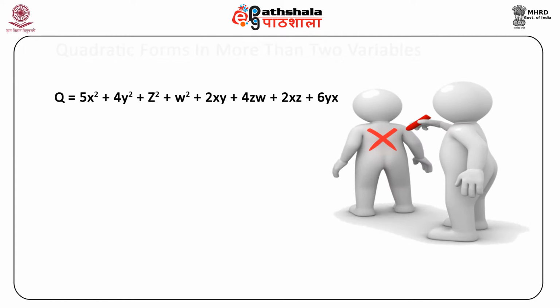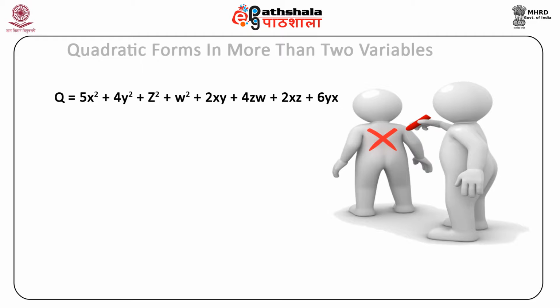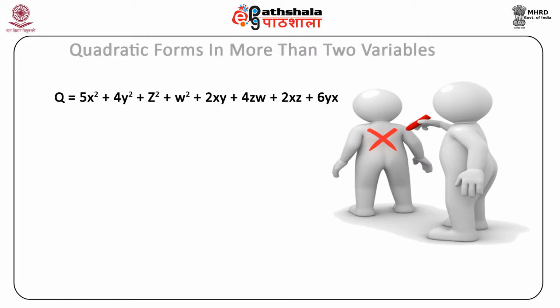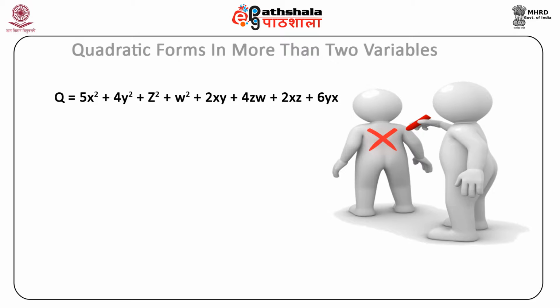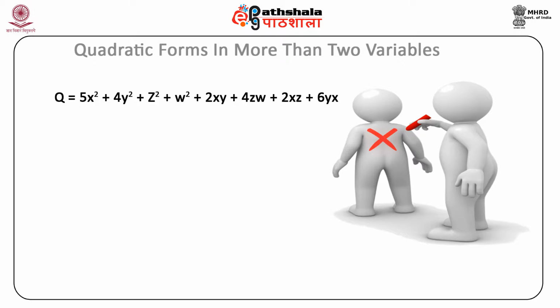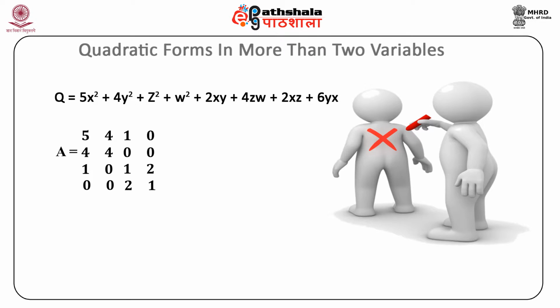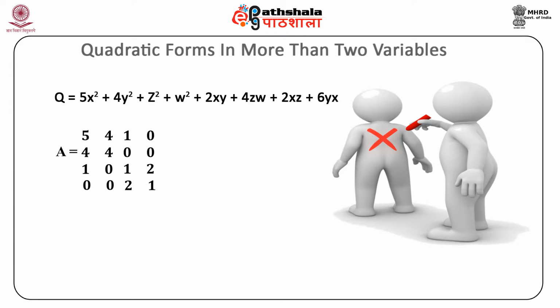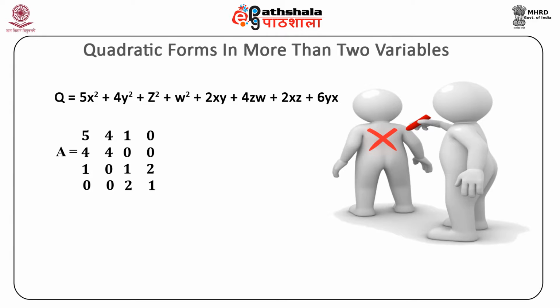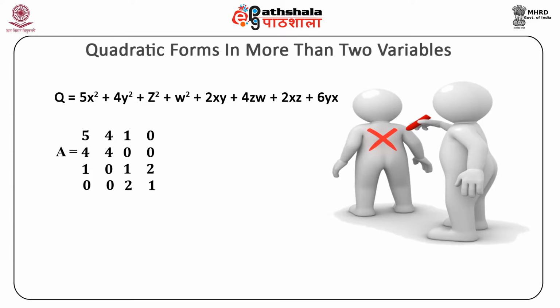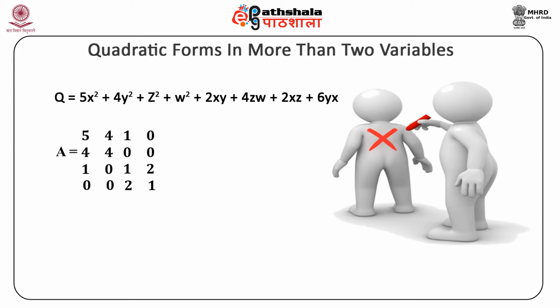Example: Q is equal to 5x square plus 4y square plus z square plus w square plus 2xy plus 4zw plus 2xz plus 6yx represents a quadratic form in the variables x, y, z and w. Here matrix A is given by A is equal to the matrix with rows 5, 4, 1, 0; 4, 4, 0, 0; 1, 0, 1, 2; 0, 0, 2, 1.